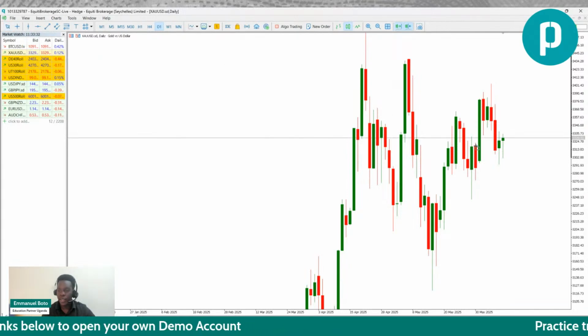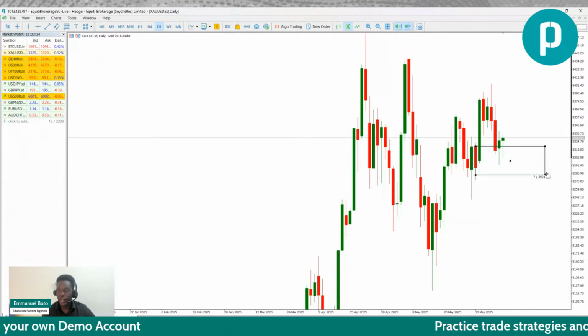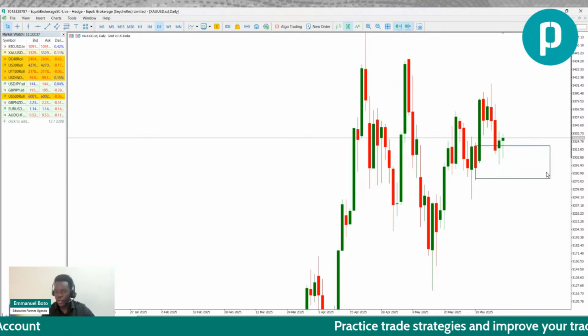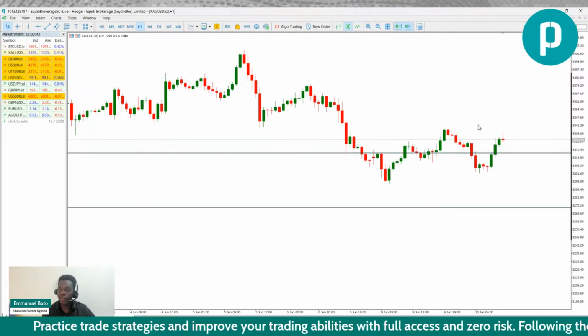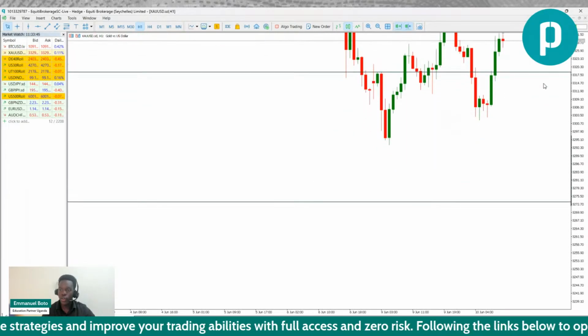So it's a daily demand level that price has been mitigating in the meantime, and you can see when you come to a 1 hour time frame how price was able to provide a very beautiful confirmation on these gold trades.